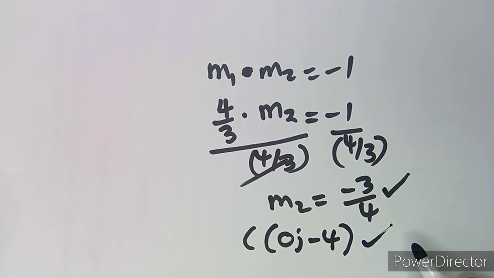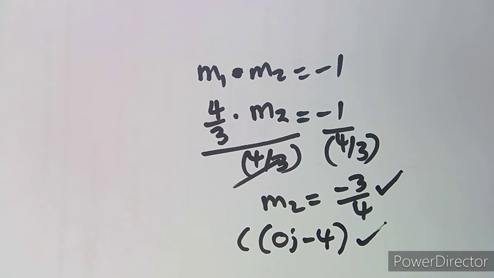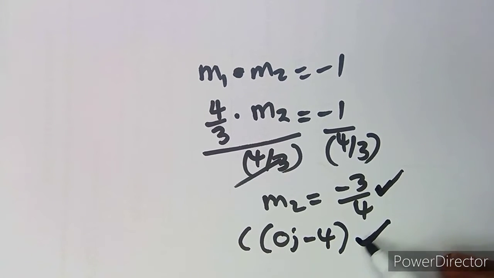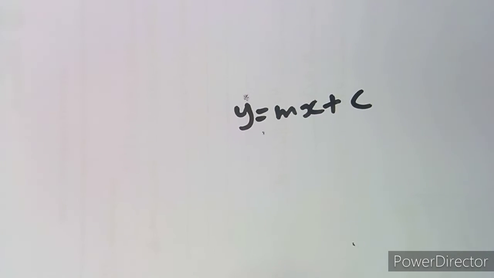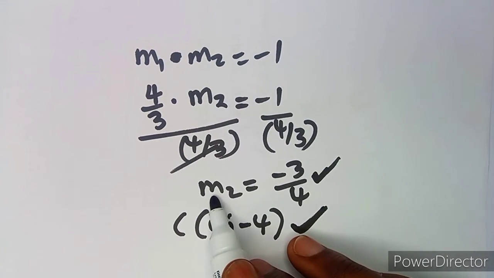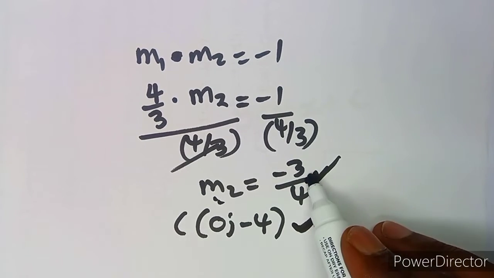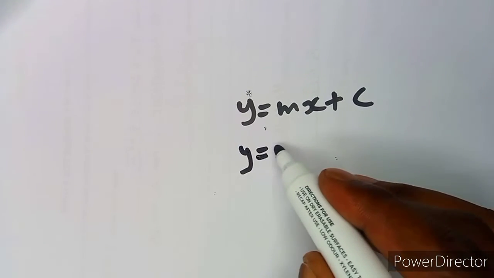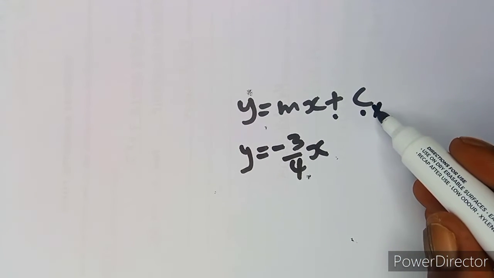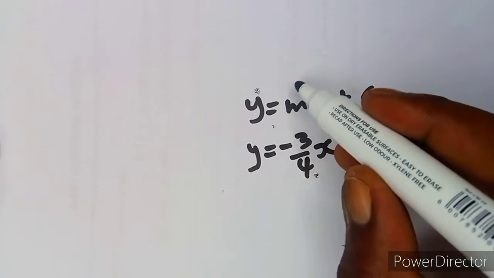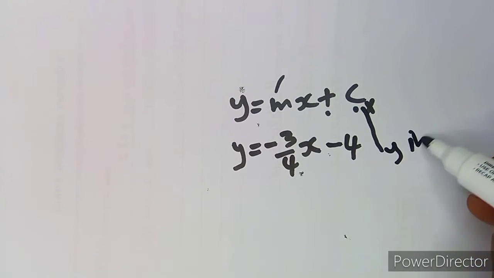So we now have two properties that can help us to find the equation of a line. We have the gradient, and we have a point where this line is going to pass. Since we are given that our equation is supposed to be in the form of y is equal to mx plus c, we can just substitute what we have. In this case, m2, the gradient, is minus 3 over 4. So we are going to write y is equal to minus 3 over 4x, plus c. C represents the y-intercept, which is minus 4, so it's going to be minus 4. So this m is the gradient, and this c is the y-intercept.